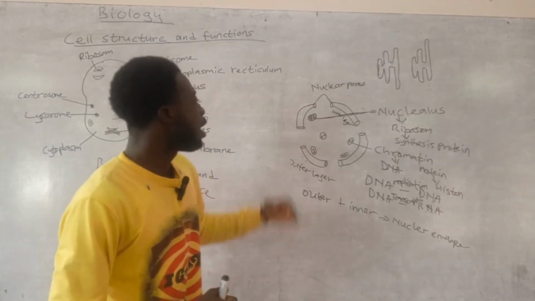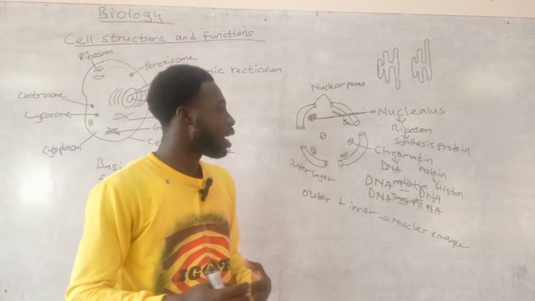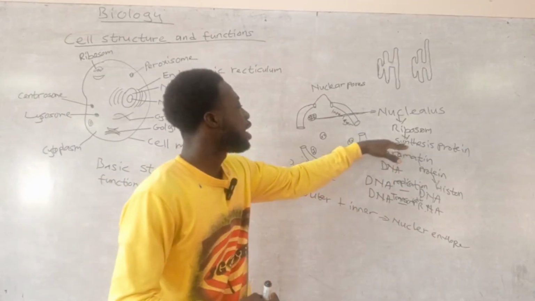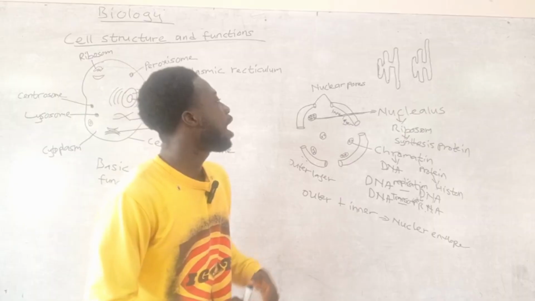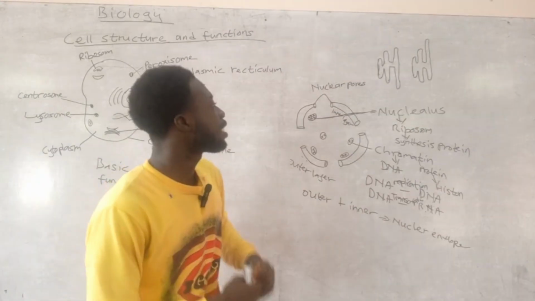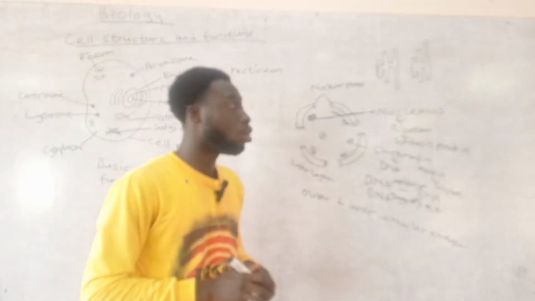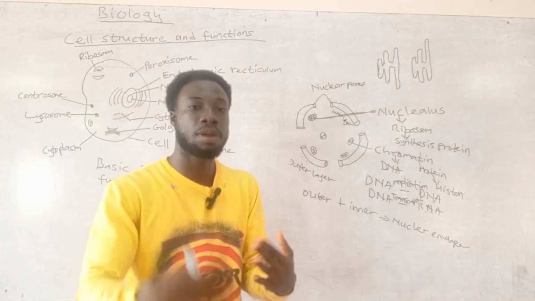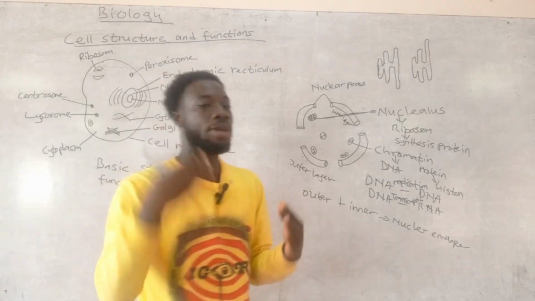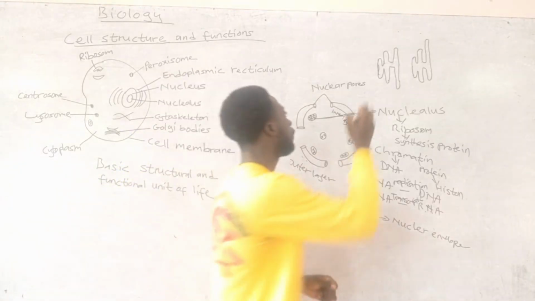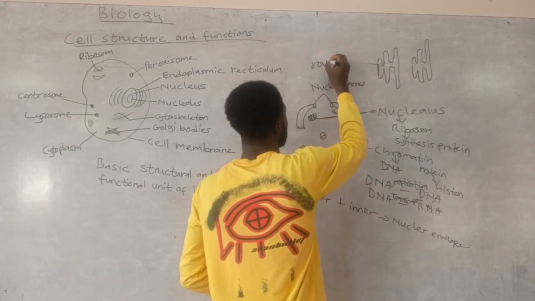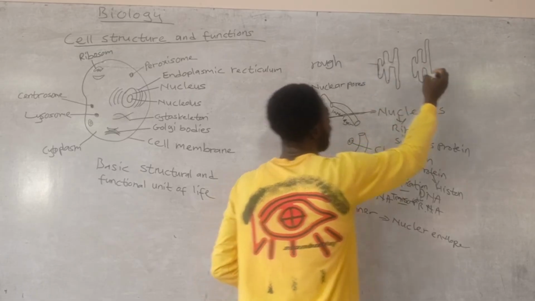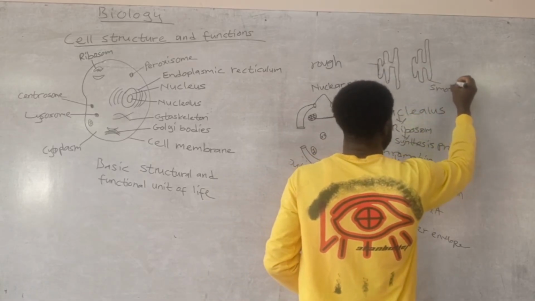I told you that the nucleolus produces what we call the ribosome. And then the ribosome also produces a protein called the synthesis protein. Also, when the synthesis protein is produced, it moves out from the nucleus, then it's attached to the endoplasmic reticulum. So when it is attached to the endoplasmic reticulum, we say that that endoplasmic reticulum is rough endoplasmic reticulum. Is that clear? Rough endoplasmic reticulum. So we write only rough, and then we have smooth. Okay, that's smooth.